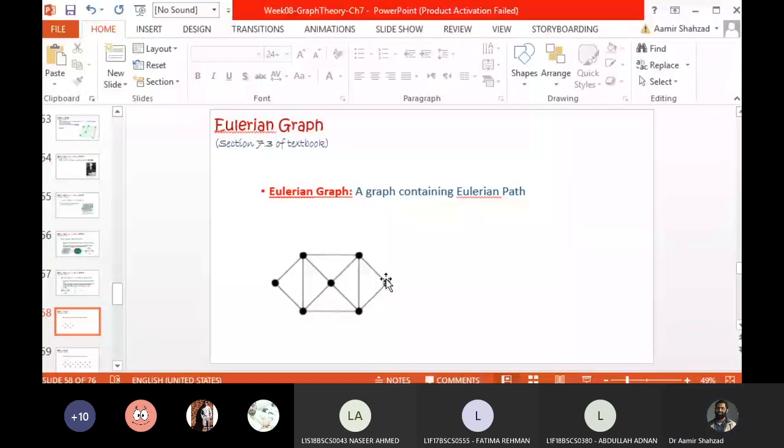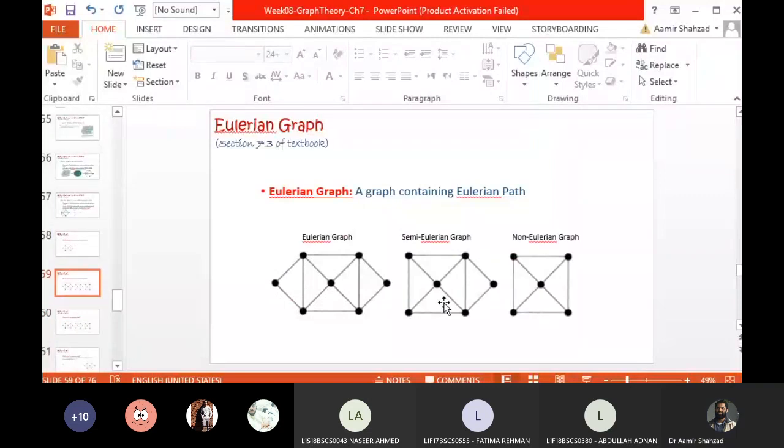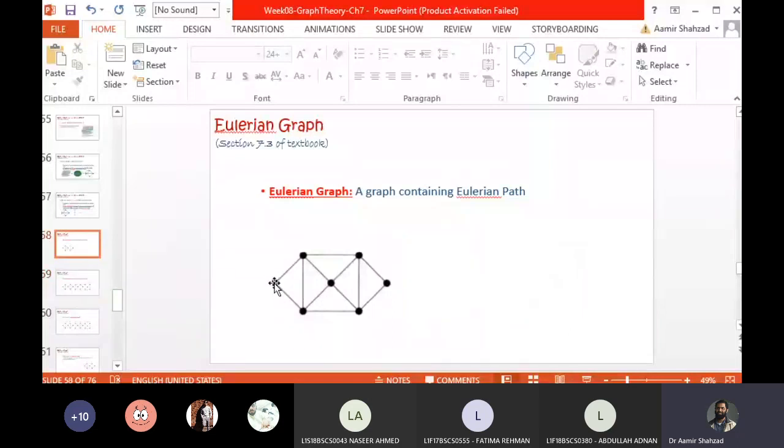It seems difficult, so you people can try. Can you go through each and every edge only one time in this graph? I hope you are trying. Okay, so some edges get skipped. So it shows that no, this is an Eulerian graph, so it means this can be done.